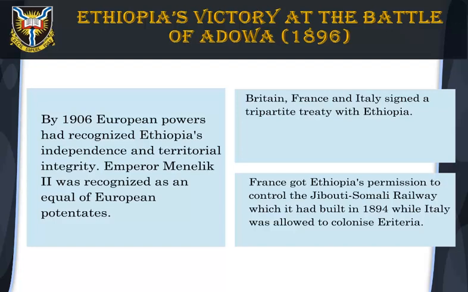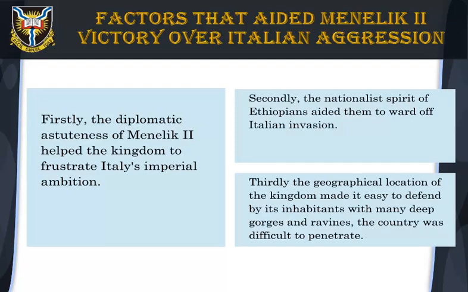By 1906, European powers had recognized Ethiopia's independence and territorial integrity. Emperor Menelik was recognized as an equal of European potentates. Britain, France, and Italy signed a tripartite treaty with Ethiopia. France got Ethiopia's permission to control the Djibouti-Somali Railway, which it had built in 1894, while Italy was allowed to colonize Eritrea.